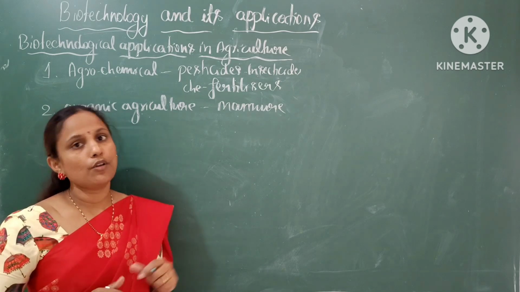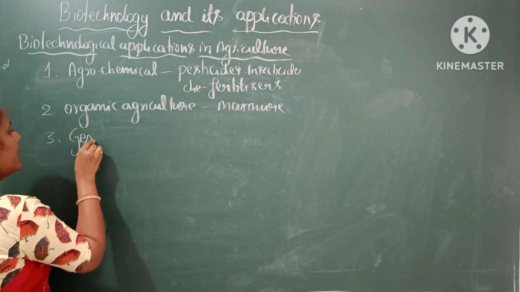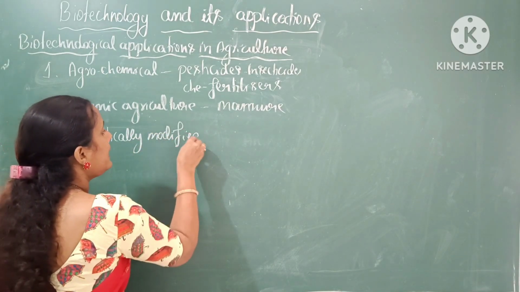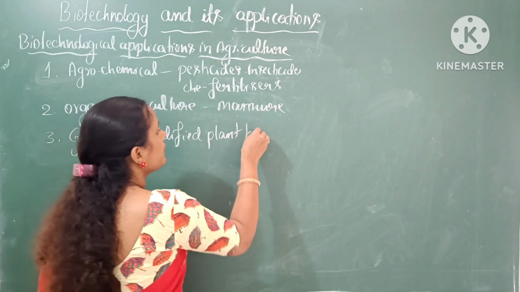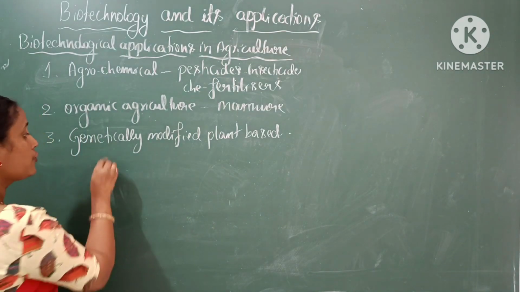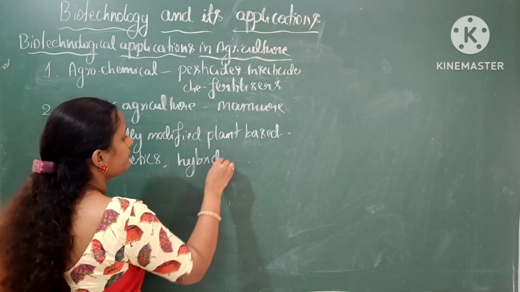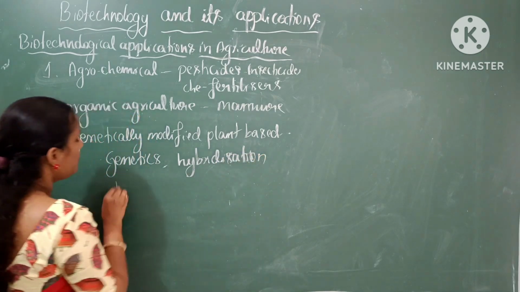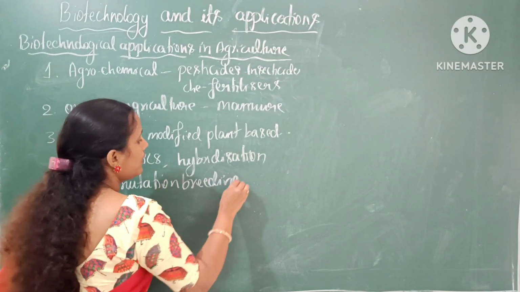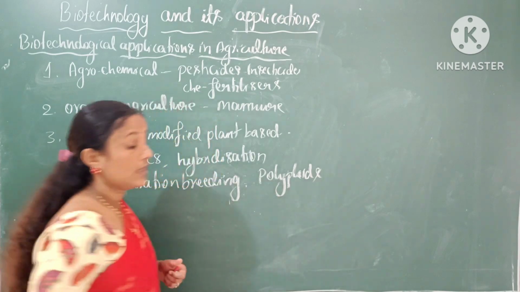If we use those improved crop varieties, then that type of agriculture is called genetically modified plant-based agriculture, in which the knowledge of genetics, hybridization, mutation breeding and also polyploidy is used. All these you will study in the genetics chapter.